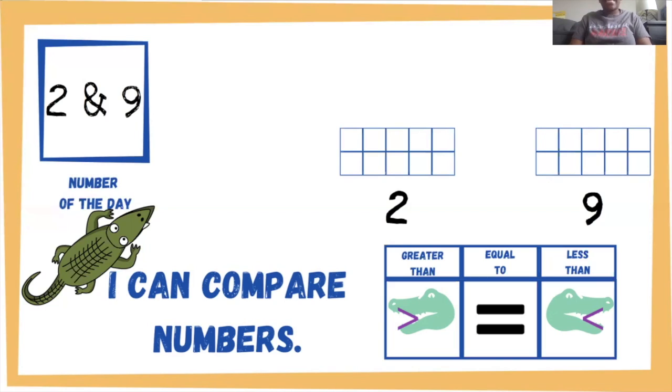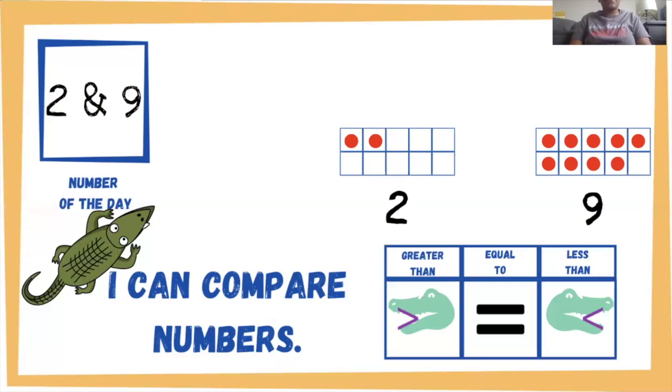Let's represent each of our numbers in a tens frame. Let's start with the number 2. Count with me, please. 1, 2. Great job, everyone. Now let's represent the number 9. Let's count together. 1, 2, 3, 4, 5, 6, 7, 8, 9.